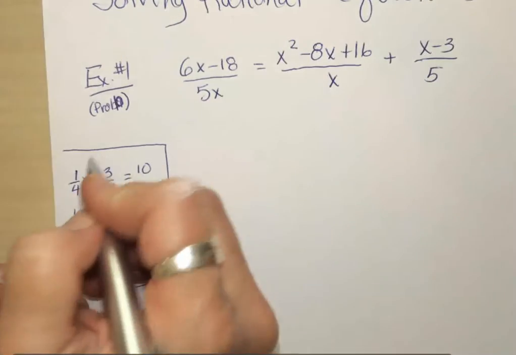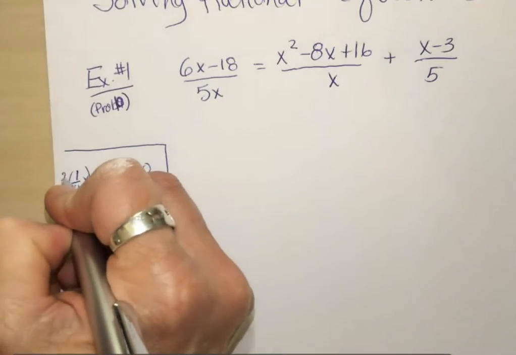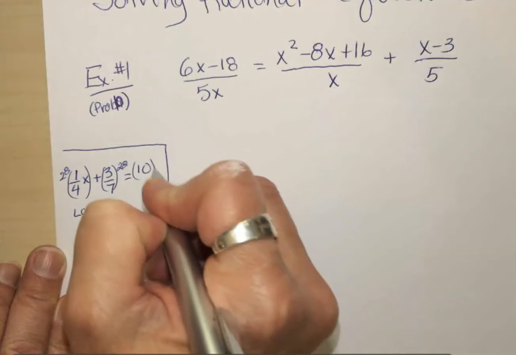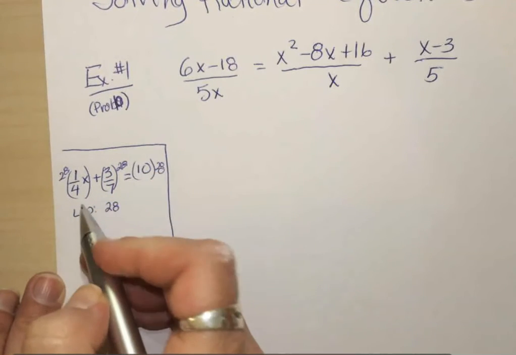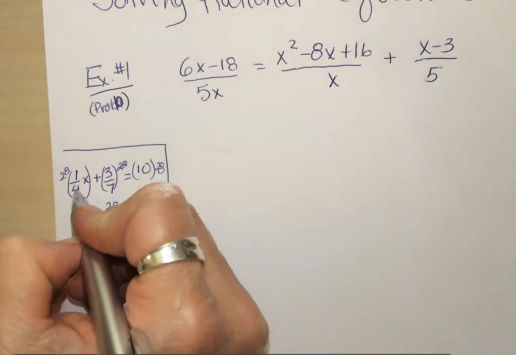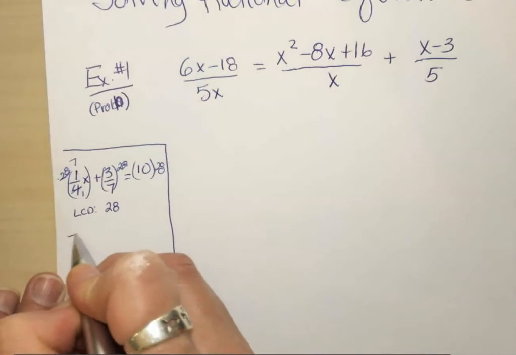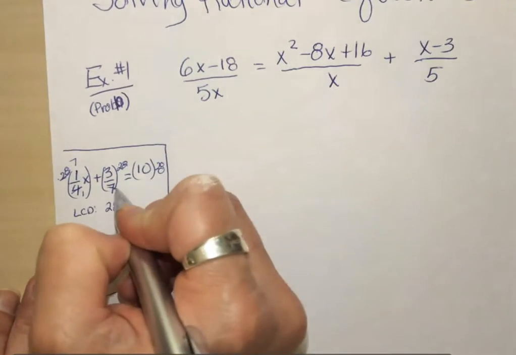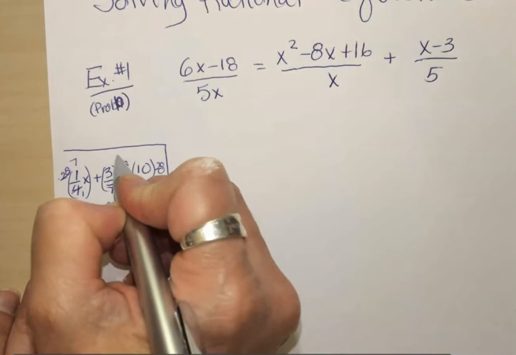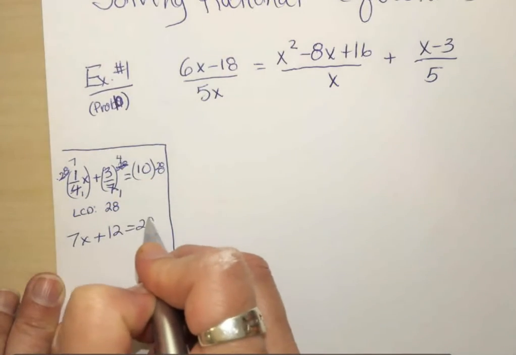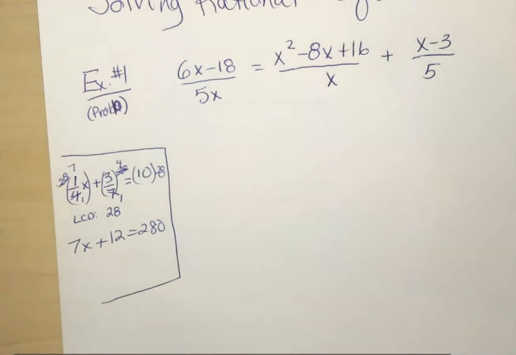If I take and multiply each thing by that least common denominator, I'll lose my fractions. 4 goes into 4 once, 4 goes into 28 7 times, so I'm left with 7x. 7 goes into 7 once, 7 goes into 28 4 times, and so I have plus 12, and that equals 280. Now, I can solve that one very easily. So that's what we want to do with this particular question.